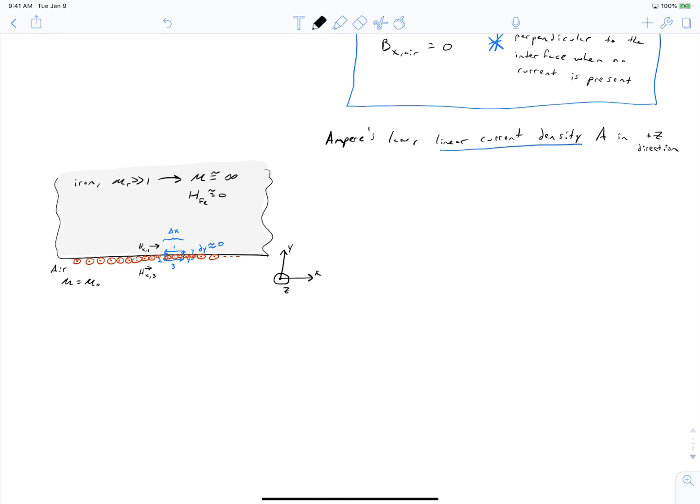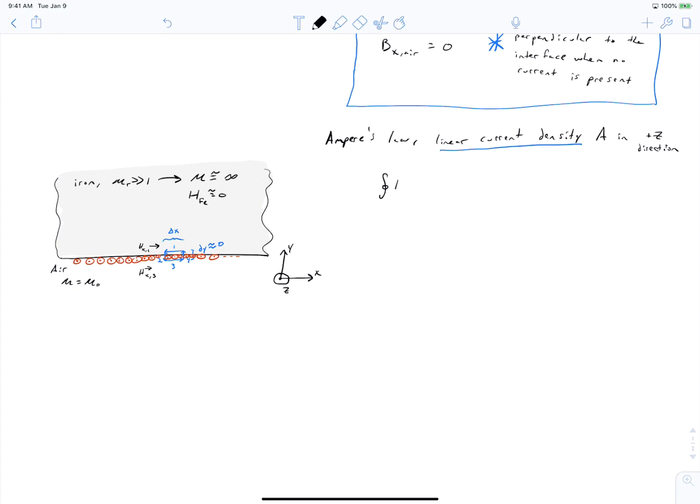And the current that we're putting there is a linear current density, which means that it's infinitesimally thin. It means that I is equal to the integral of a dot dx. It's just the integral along a line is the total current. So this is an imaginary thing, but it's a concept that we're going to be using on occasion, and it's convenient for this derivation.